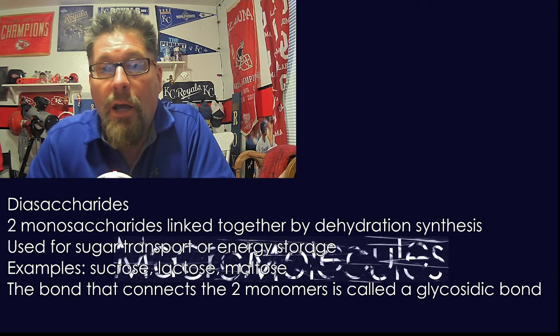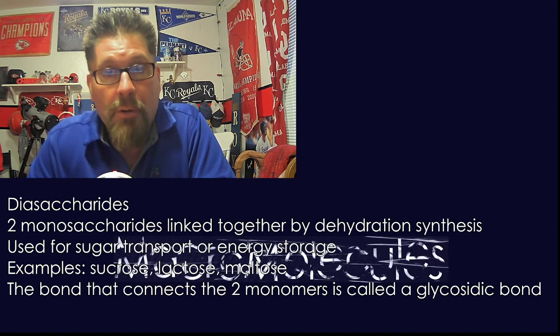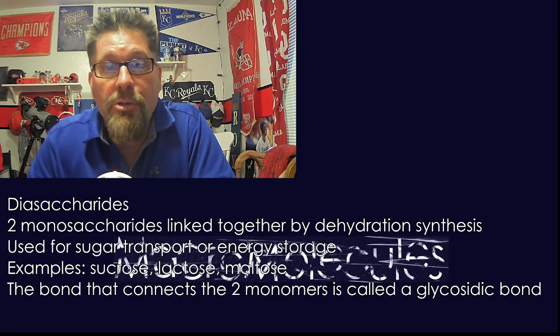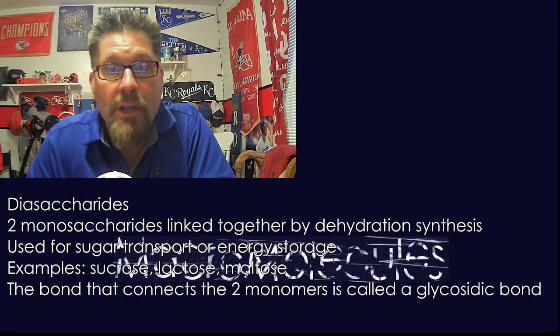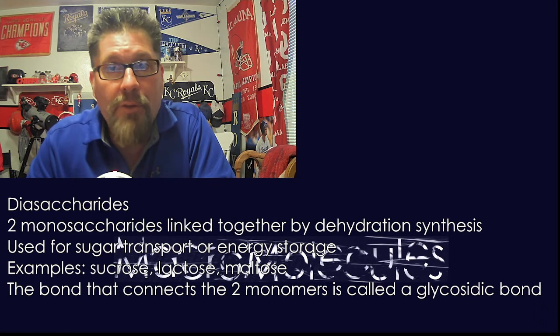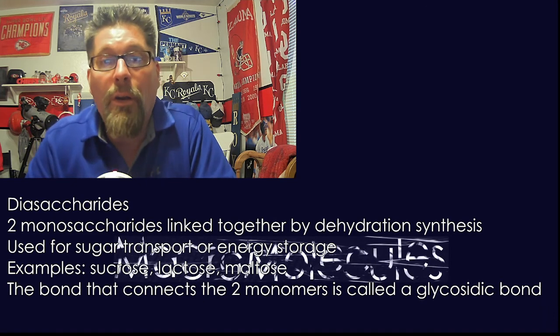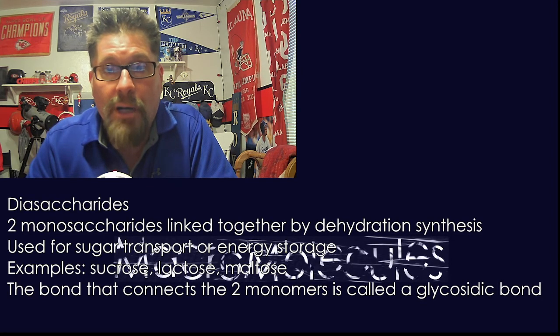And of course we talked about dehydration synthesis is the building process, but when those two monomers are put together, the bond between them is called a glycosidic bond. Now, glycosidic bond is not a type of bond like covalent or ionic or hydrogen bond. It's not a type of bond as far as a process, but when those bonds occur between monosaccharides to form a disaccharide, it's called a glycosidic bond.